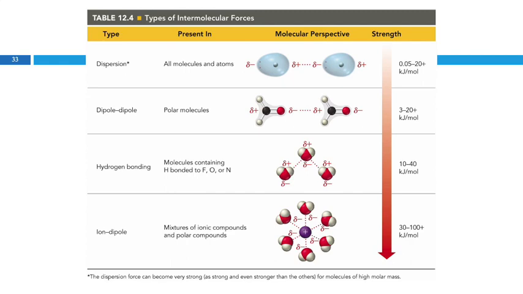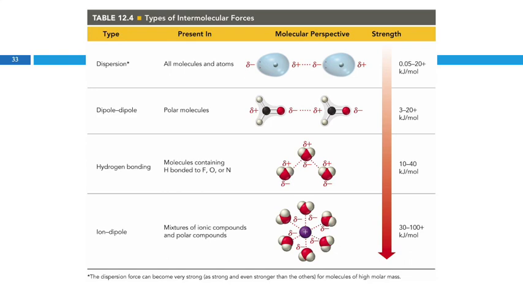This just summarizes the different types of intermolecular forces. Understanding the trend in the strength here is important. Dispersion forces are the weakest. Next is dipole-dipole. Hydrogen bonding is the next strongest, and then ion dipole forces. What's important here that is explained with the asterisk is that the dispersion force can be very strong if we're comparing things with different sizes, right?